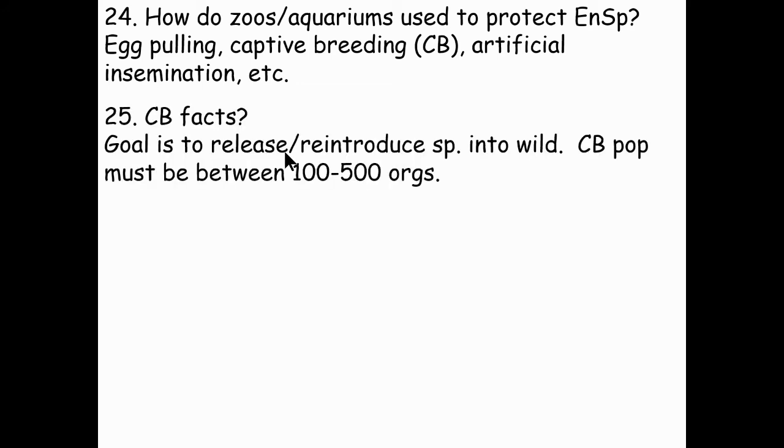So how do zoos and aquariums protect? They collect eggs. They have captive breeding programs. They can artificially inseminate females, which is part of the captive breeding program. The overall goal is to raise these creatures in captivity and put them back into the wild. But they must have between 100 and 500 organisms in order to do this.